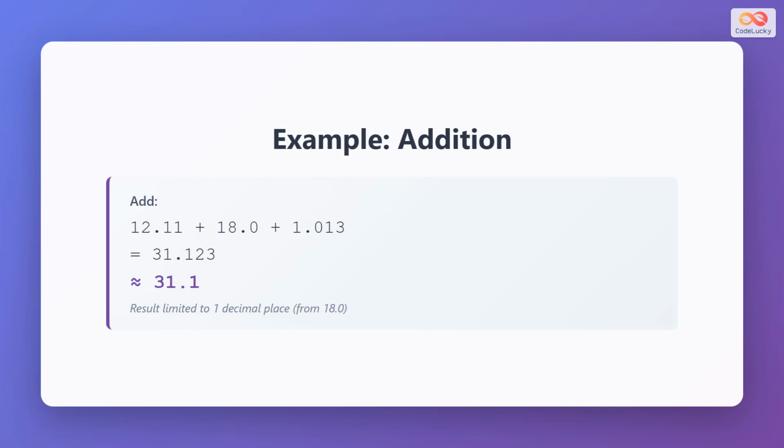Now for an addition example. Adding 12.11 plus 18.0 plus 1.013 gives us 31.123. But look at the decimal places. 12.11 has 2 decimal places, 18.0 has 1 decimal place, and 1.013 has 3 decimal places. Our answer is limited by 18.0, which has only 1 decimal place. So we round 31.123 to 31.1.